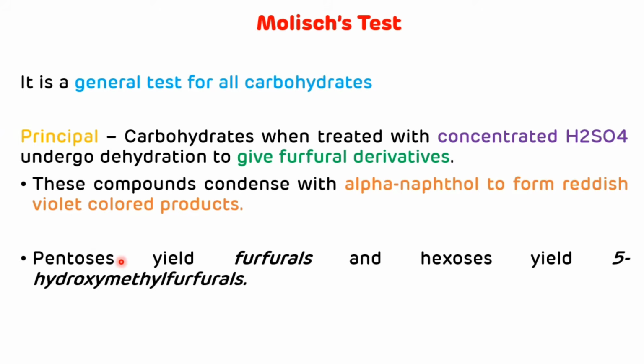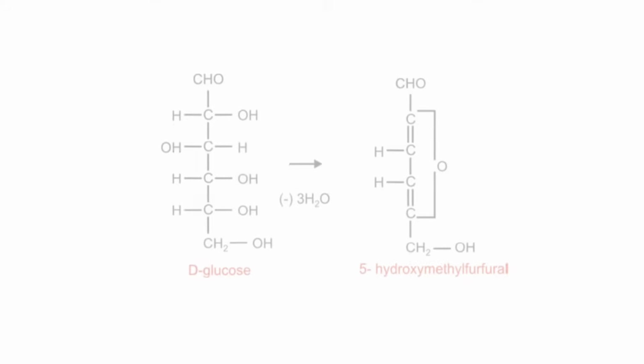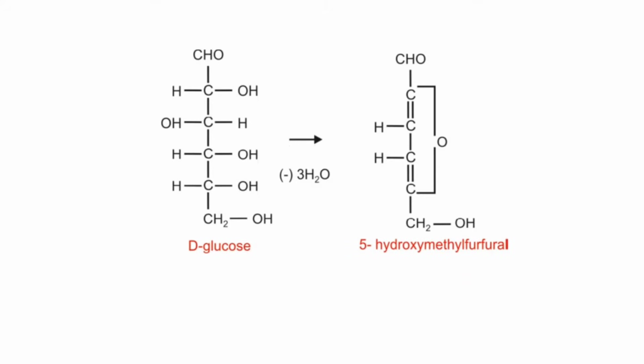Pentose will give rise to furfurals while hexose will form 5-hydroxy methyl furfurals. This is the picture showing the reaction of Molisch test. Carbohydrate when treated with H2SO4 undergoes dehydration and forms a furfural. Over here there is an example of glucose, which is a hexose sugar, so it will lead to the formation of 5-hydroxy methyl furfural.